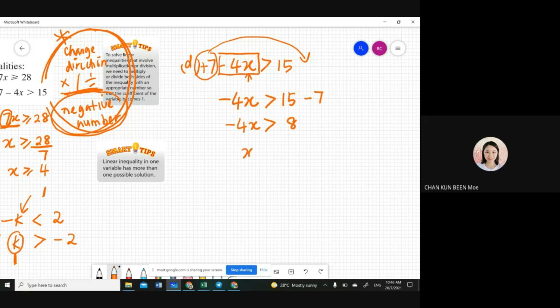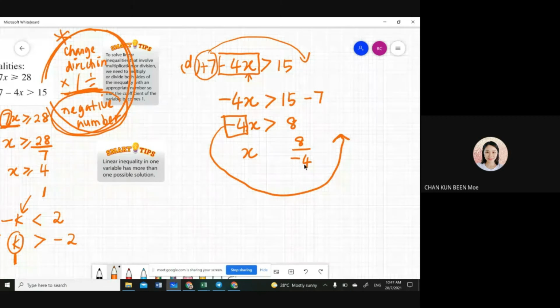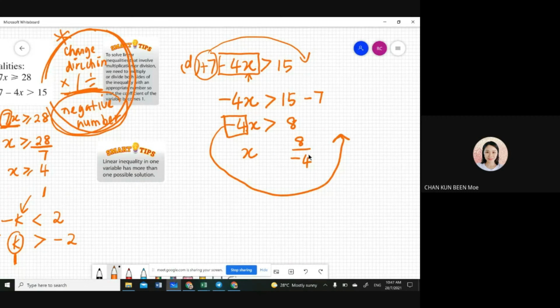Now, if I want to find x only, this is negative 4 times x, you see carefully. Times becomes divide. So it will be divided by negative 4. You move the whole thing to the right. Again, you see this one? We divide by a negative number. What to do? Change the symbol. Yes, it becomes less than.